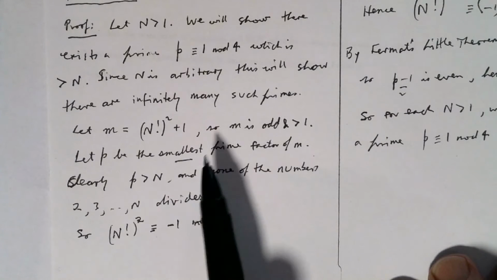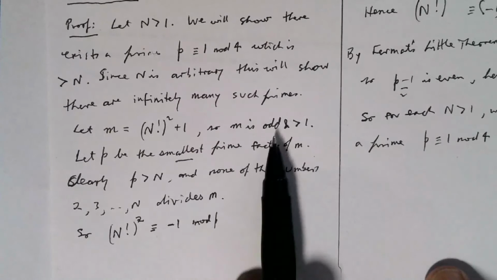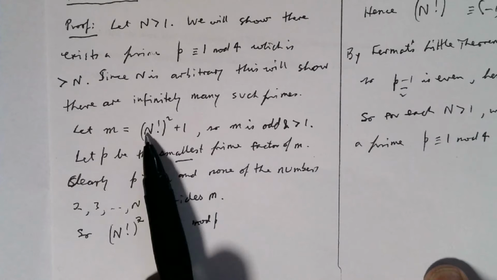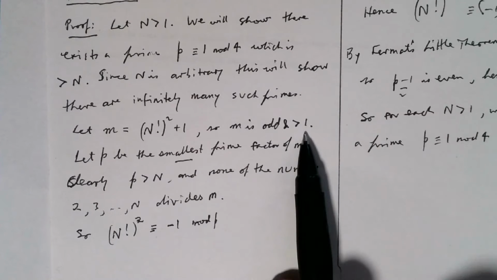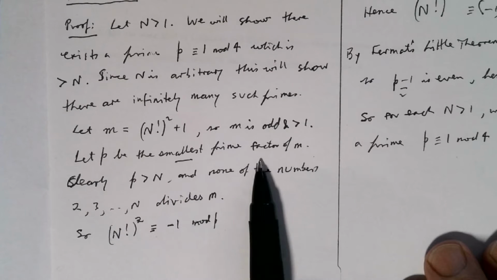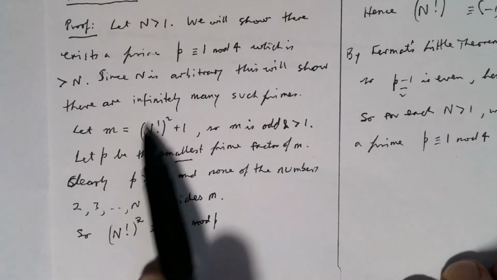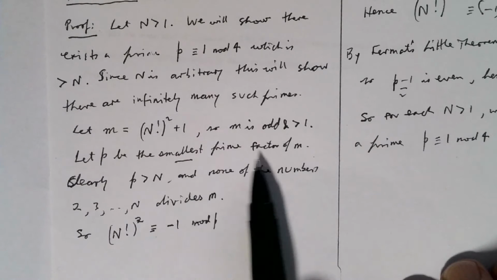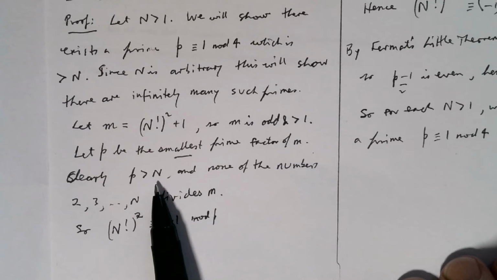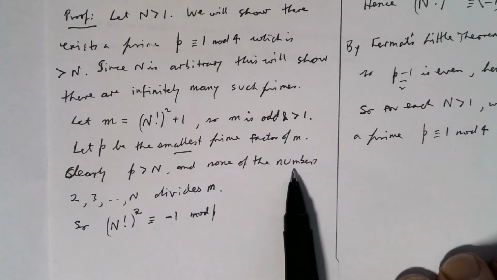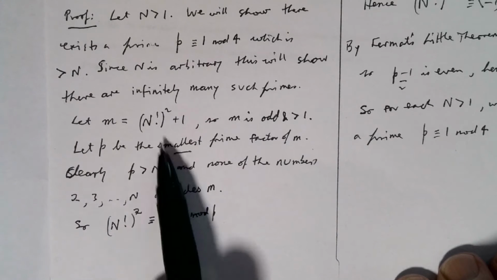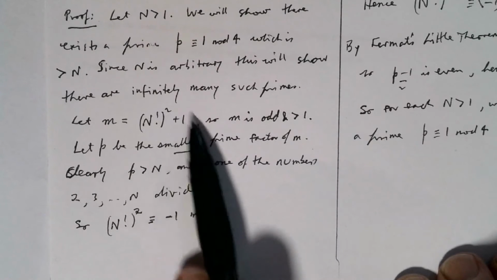And so m then is going to be an odd number, because n factorial will be even, and when you square it you get even. So this is odd and it's bigger than 1. So let p be the smallest prime factor of m. Clearly it has to be bigger than n, and also it's clear that none of the numbers 2, 3 up to n divides m, because each of these numbers divides n factorial squared, and there's always a remainder of 1.